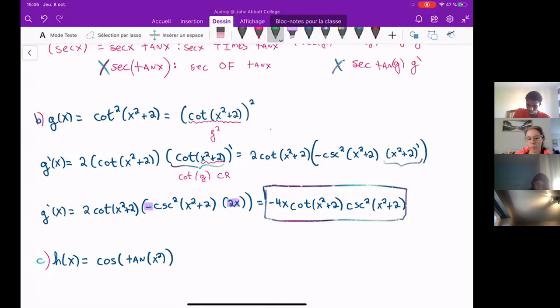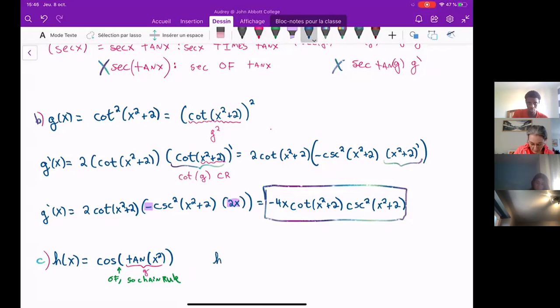Okay, h of x, is it cosine of tangent of x squared or is it cosine times? You got it. That's an of that goes there. So this is a chain rule. And my inside function is that tangent. That's my g.